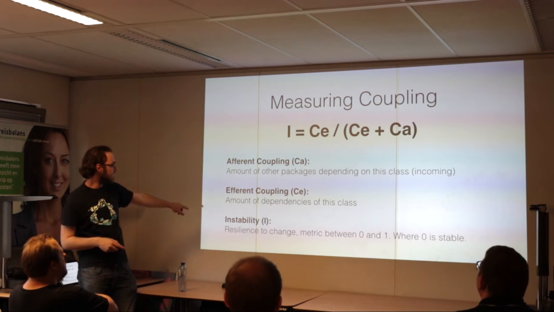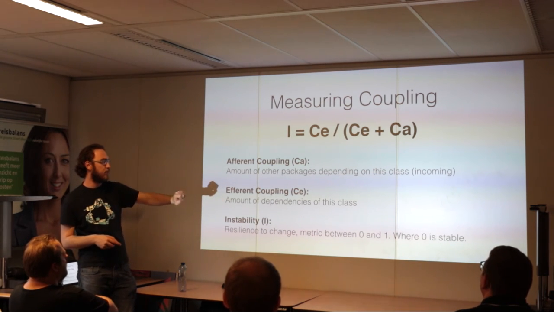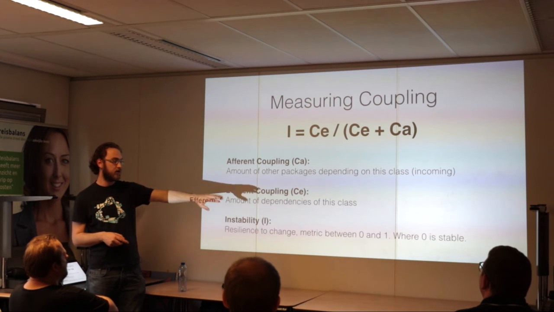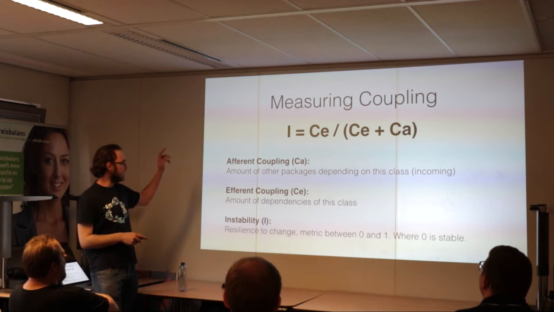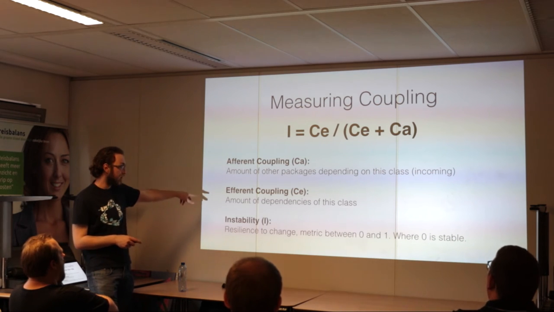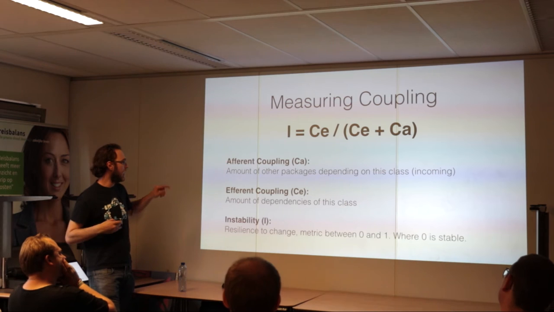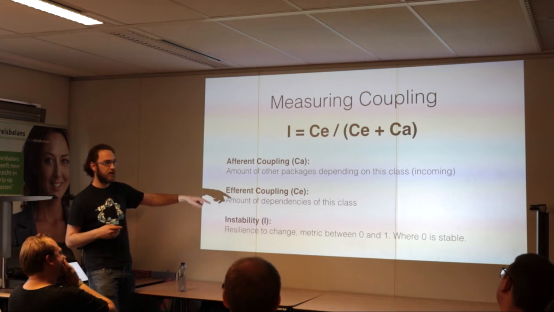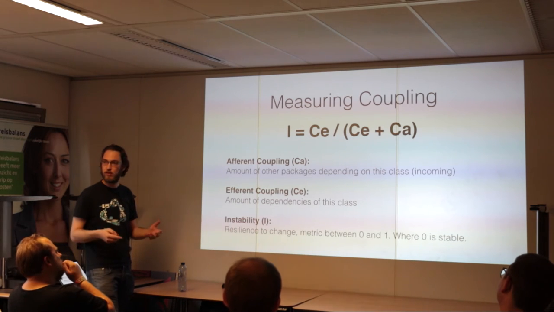So the instability of a package is the resilience to change. It's a metric between 0 and 1, where 0 is completely stable. And you have the afferent and efferent coupling, and that's the amount of packages depending on this class, and the amount of packages that are dependencies of that class, or namespace for that matter. You can use it for both.